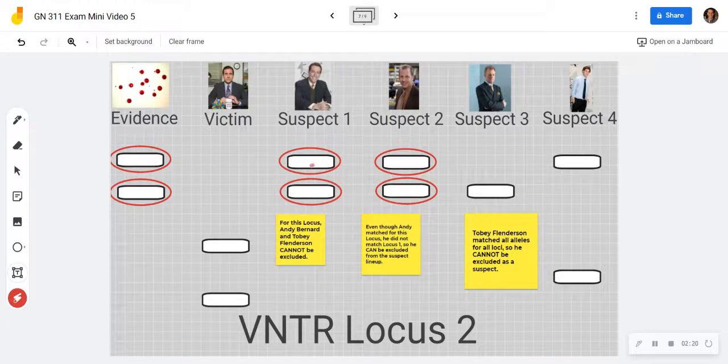So here we say that suspect 1 and suspect 2 cannot be excluded from the lineup, but if you remember from locus 1, suspect 1 did not match, so he can be excluded from the suspect lineup overall because he does not match at both loci like suspect 2 does.